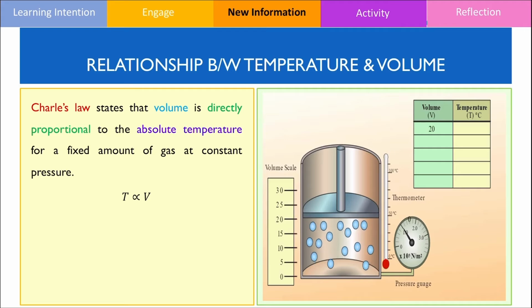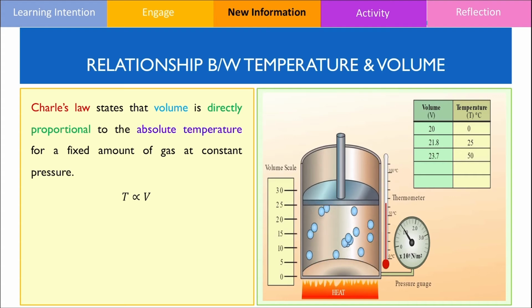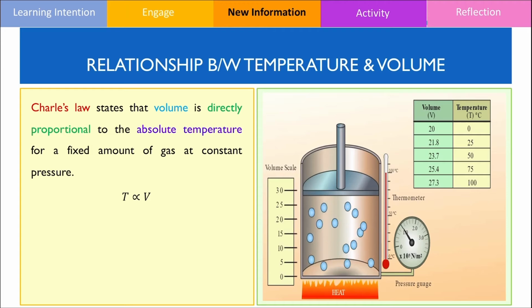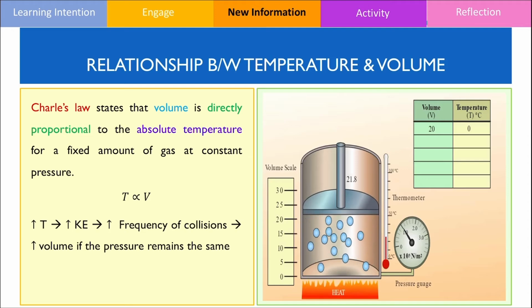Charles' law states that volume is directly proportional to the absolute temperature for a fixed amount of gas at constant pressure. This makes sense because if you increase the kinetic energy of the gas particles, you're increasing the number of collisions. However, if you want the pressure or the force to remain the same, volume needs to increase, and this is also shown in the animation.